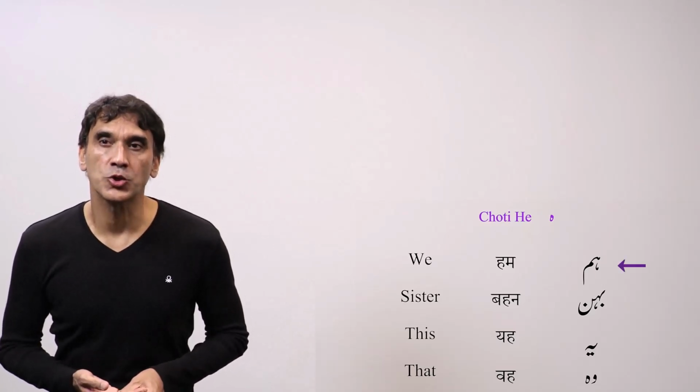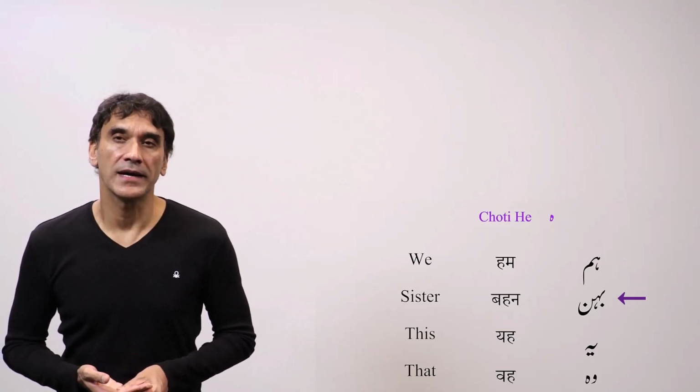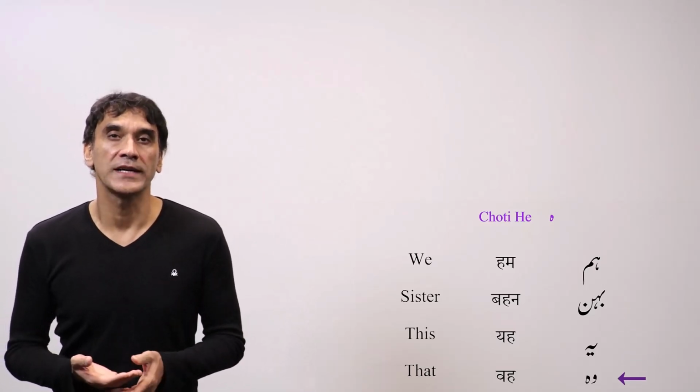Let's now take all the words with Choti He together. The first one is hum, where Choti He comes in the initial form. The second word behen has Choti He in the middle. The third word yah has Choti He as the final letter. And at the end you have vah, in which Choti He comes as a detached letter.